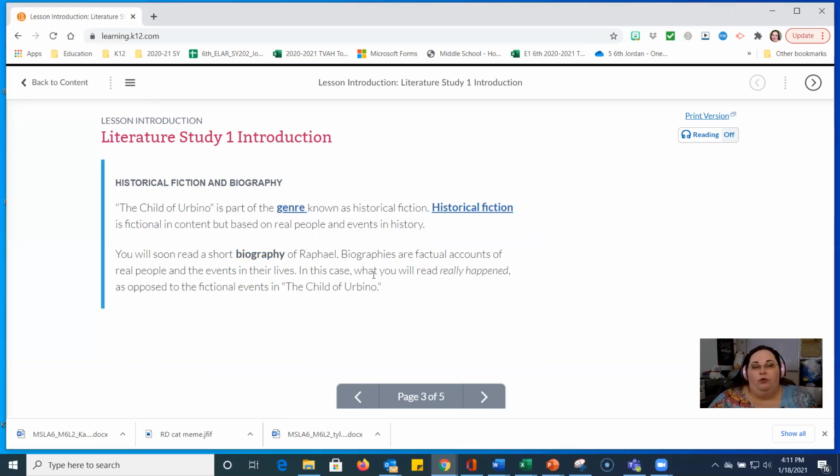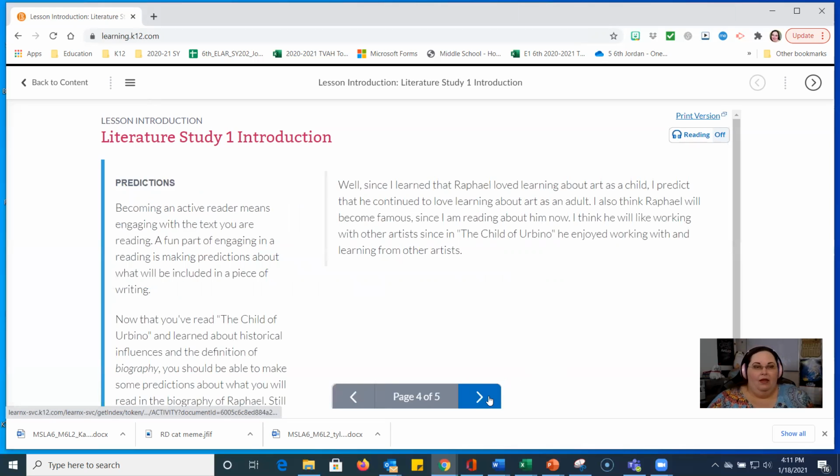Biographies are factual accounts of real people and events in their lives. In this case, you will read what really happened as opposed to fictional events in The Child of Urbino. And then we go to slide 4, predictions.